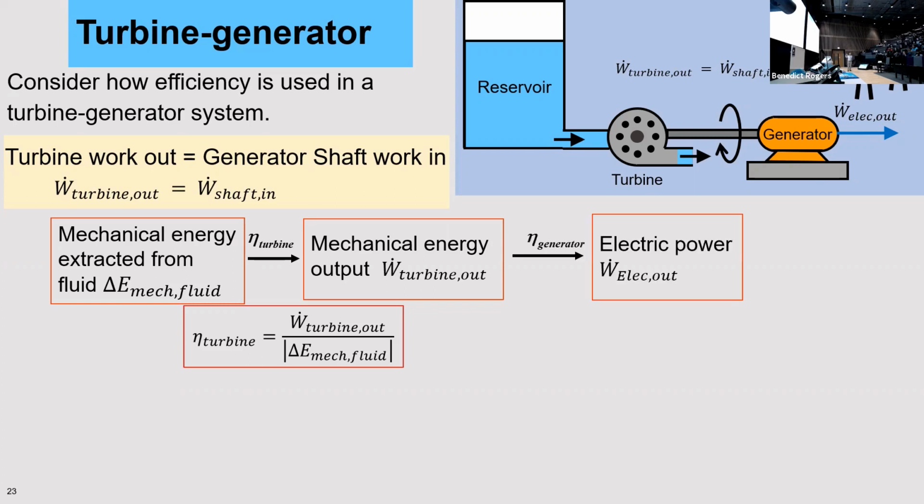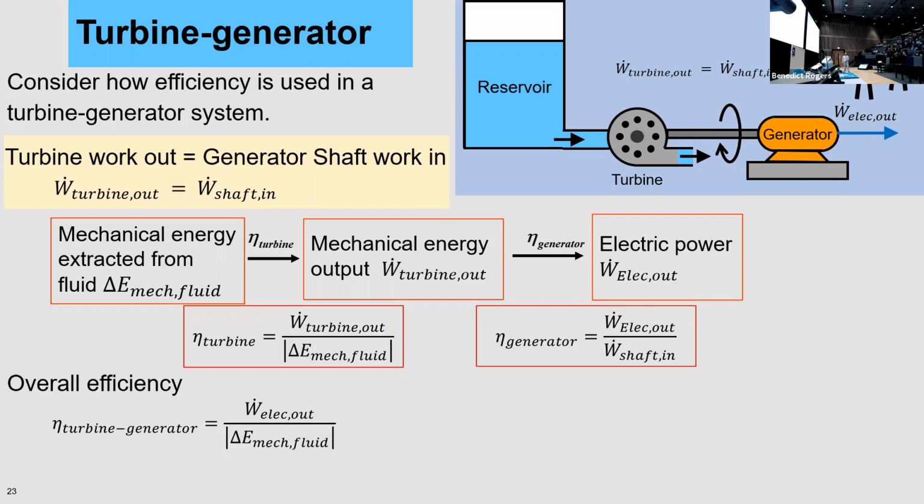Then when we go to the generator, we get electrical energy out, and there's an efficiency to that process as well. So the generator has an efficiency. So the generator efficiency is the electrical work out over the shaft work in. And shaft work in is equal to the turbine work out because these two are connected. So my overall efficiency for my system is the electrical energy out over the change of the mechanical energy of the fluid.